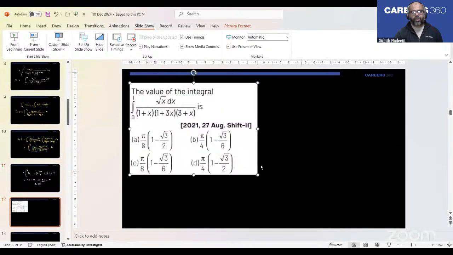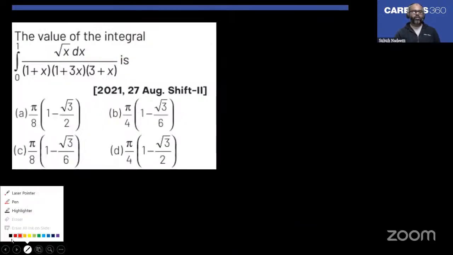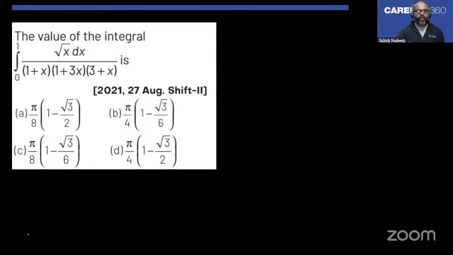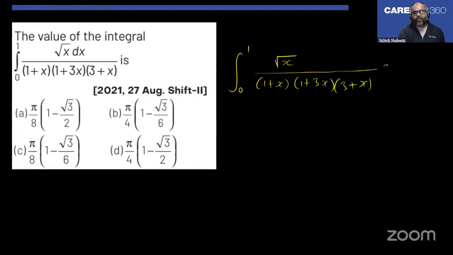अब ये जो क्वेश्चन है ये क्वेश्चन पार्शियल फ्रैक्शन से हो जाएगा, लेकिन उससे पहले हमें कुछ करना होगा. स्ट्रेट फॉरवर्ड पार्शियल फ्रैक्शन नहीं लगाना है. तो इसमें हम देख सकते हैं, this is integral 0 to 1 square root of x by 1 plus x, 1 plus 3x, 3 plus x dx.